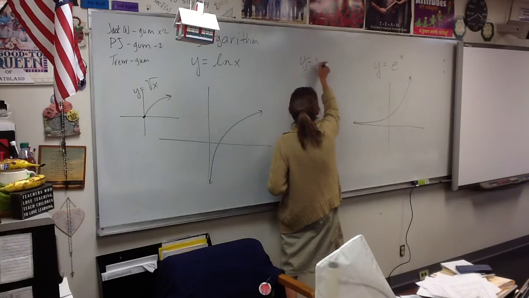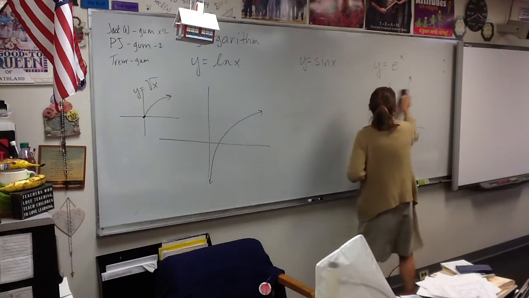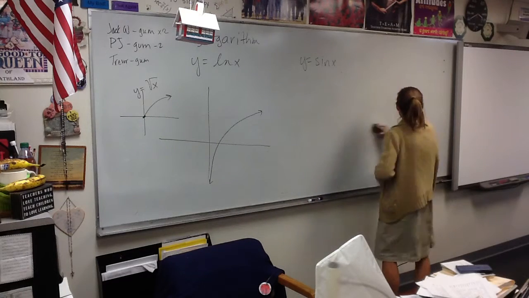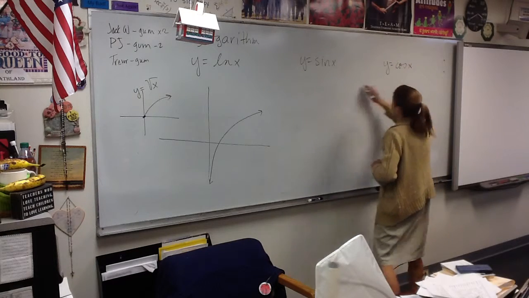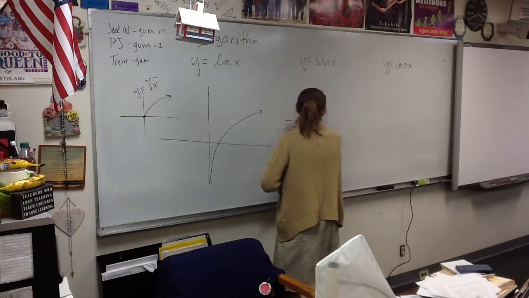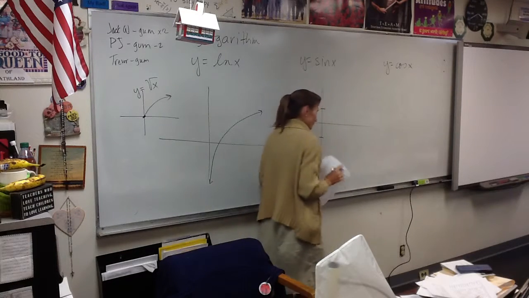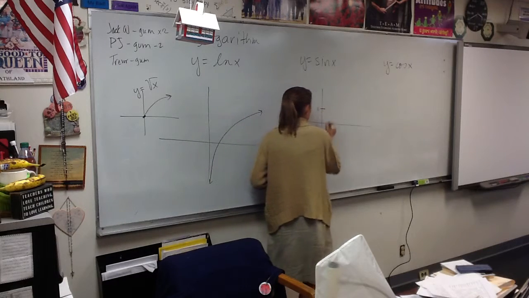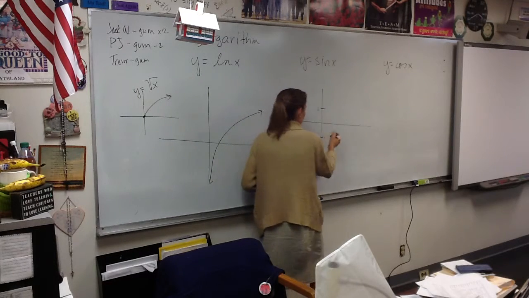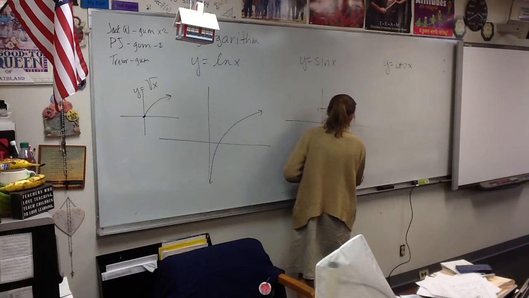Now, I need you to pay attention, because sine and cosine look a lot alike, and you need to keep them straight. For both of them, I want you to label something 1 and -1 because that's how high and low they go. This is your sine curve.